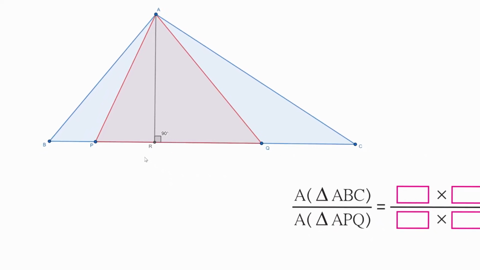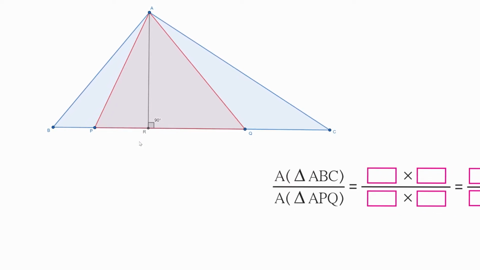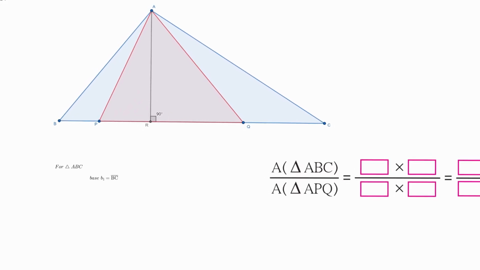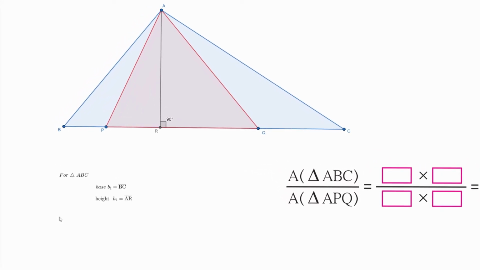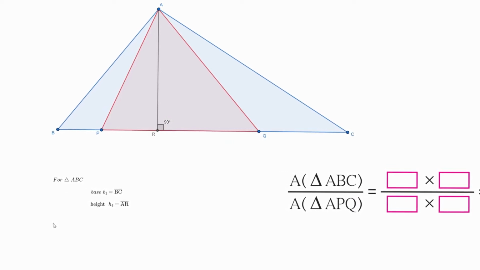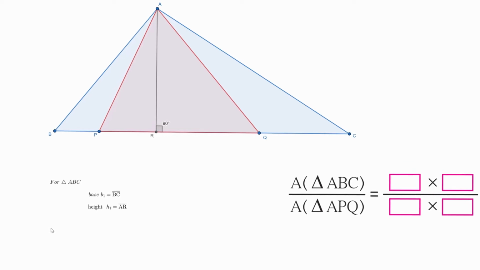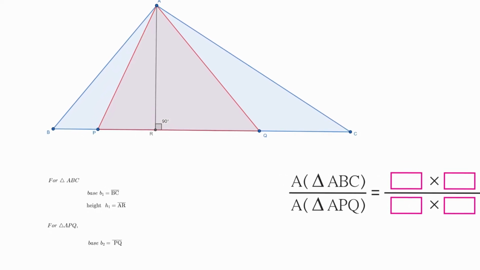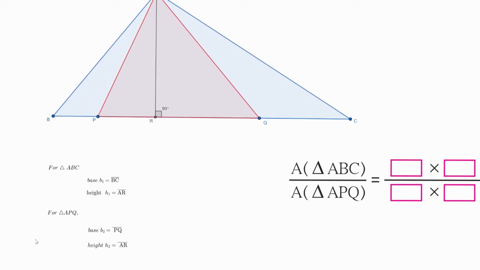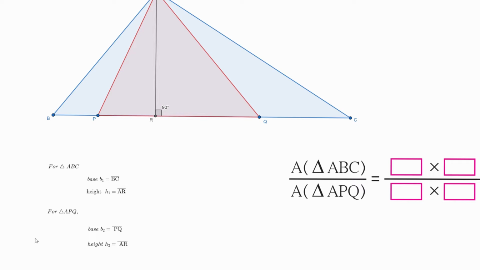Now the first thing in problem solving is write down all the available information. तो triangle ABC के बारे में, this is what I know. Base B1 is BC segment and height H1 is segment AR. And triangle APQ के बारे में, this is what I know. Base B2 is equal to PQ and height H2 is equal to AR. Then the next thing I know, which is very important, is H1 is equal to H2.